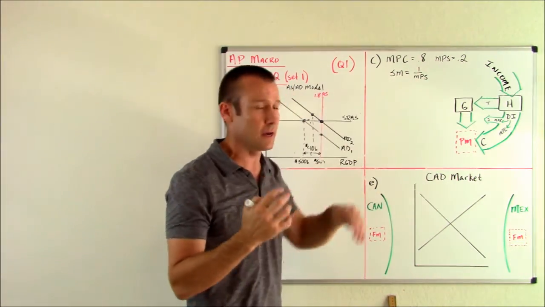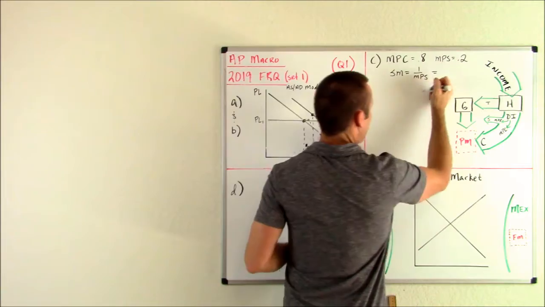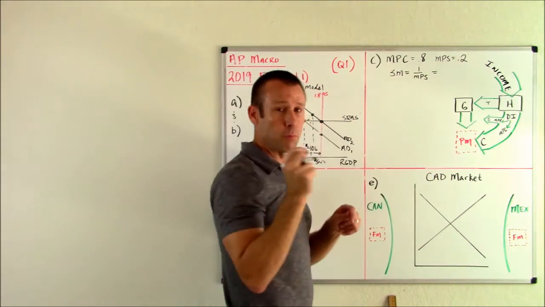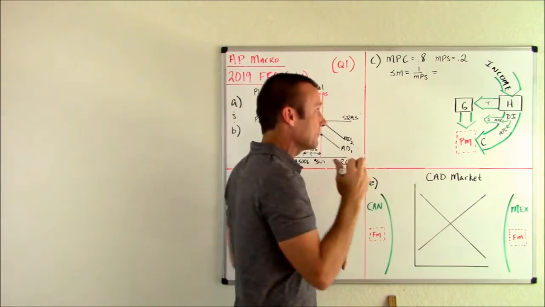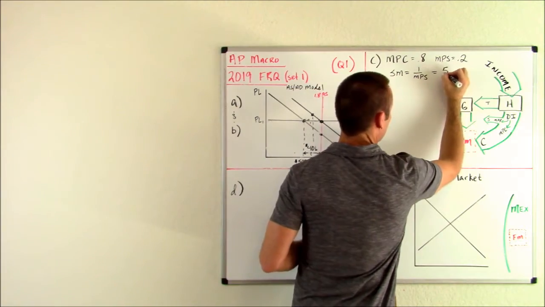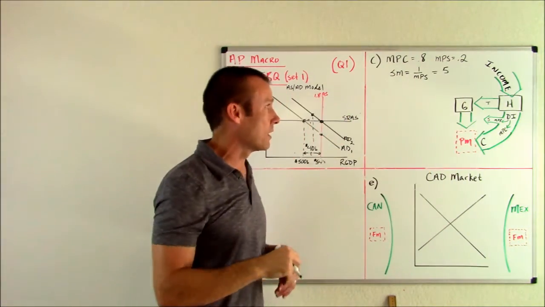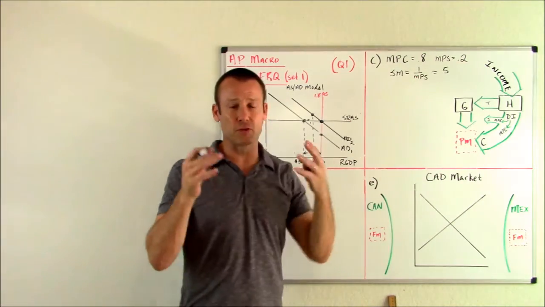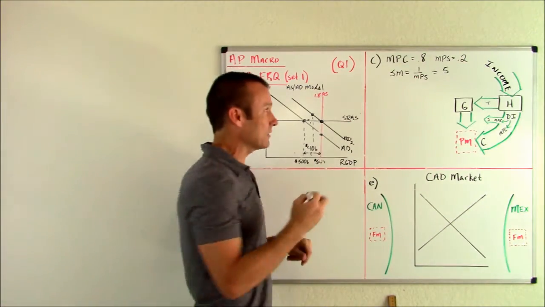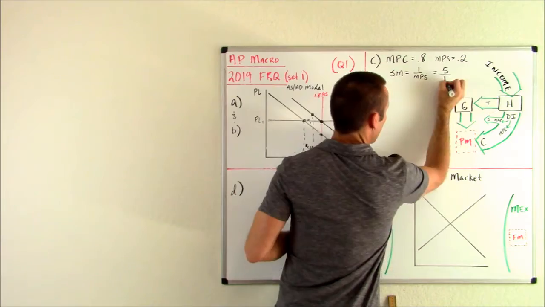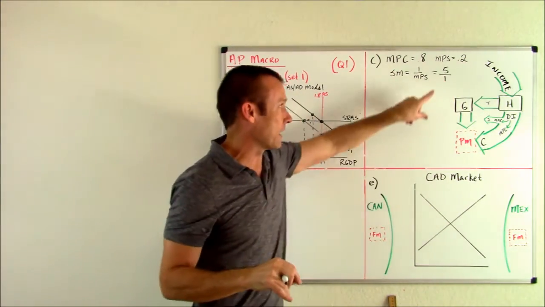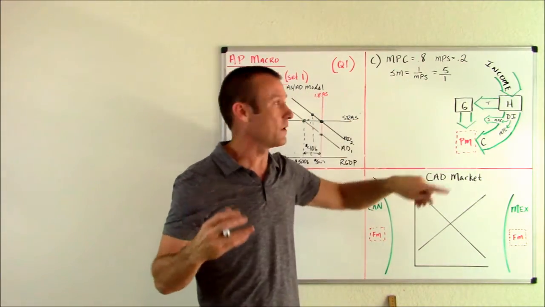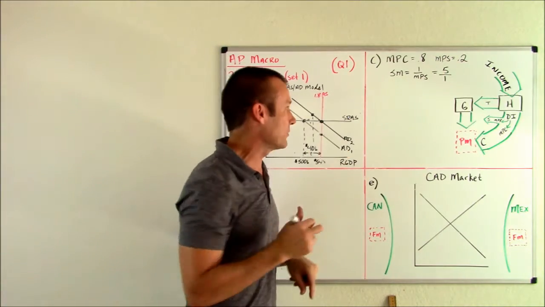So 1 over the MPS, what does that give us? That gives us 1 over 0.2. 0.2 goes into 1 5 times. That's going to give us a simple spending multiplier of 5. Here's what I tell my students, guys. That 5 is really a ratio. I think it's best to go ahead and put that 5 over 1. Now don't be confused here, guys. That's still 5, right? 5 over 1 is 5. But here's why I say it's a ratio, okay?